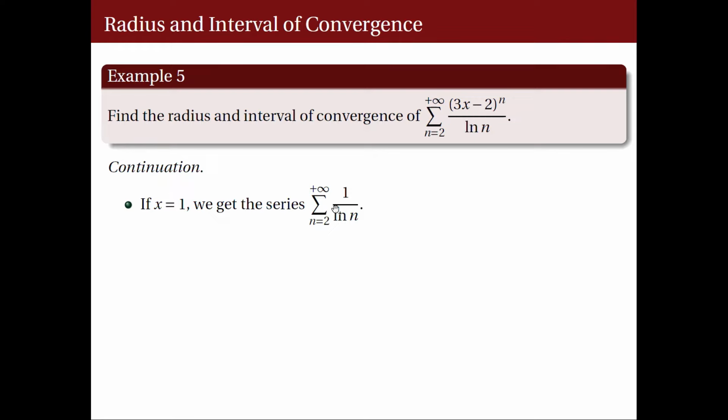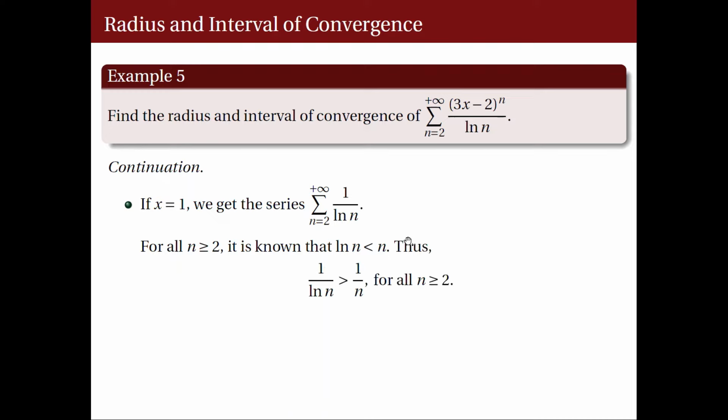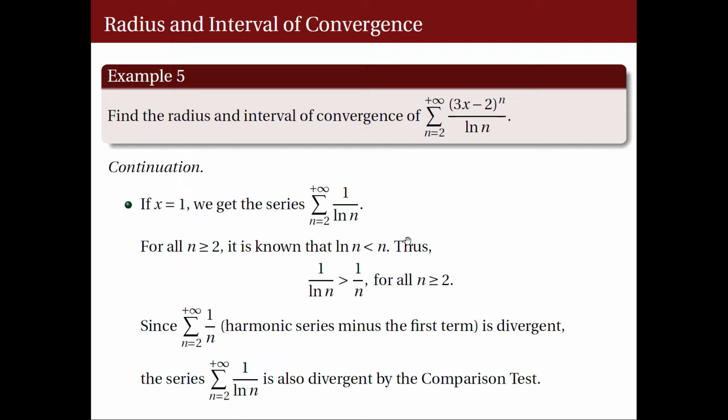For x is equal to 1, observe that the expression (3x minus 2)^n is just equal to 1. Therefore, we get the series sum of 1 over ln n, n equals 2 to positive infinity. To determine whether this series is convergent or divergent, we will use comparison test. For all n greater than or equal to 2, it is known that ln n is less than n. Hence, if we take the reciprocal of both sides of the inequality, we have 1 over ln n is greater than 1 over n for all n greater than or equal to 2. Therefore, by comparison test, the series the sum of 1 over ln n is divergent since the harmonic series is also a divergent series.